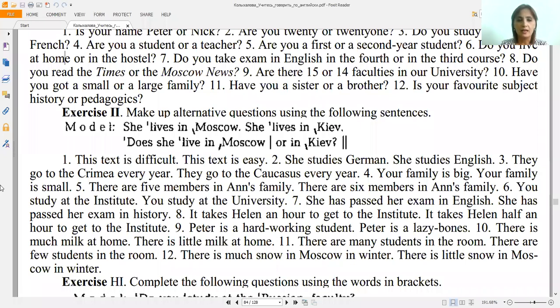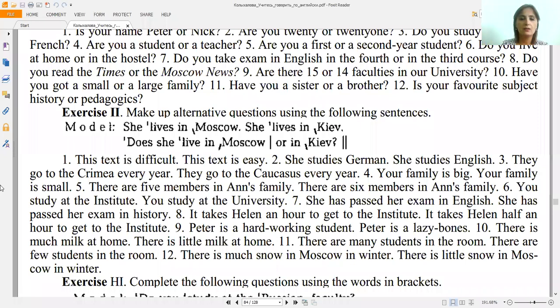They go to the Crimea every year. They go to the Caucasus every year. Camila? Do they go to the Crimea or the Caucasus every year? Excellent. Okay, the next example. Your family is big. Your family is small. Again, Camila. Is your family big? Big or small? Sorry for my interruption. Is your family big or small?